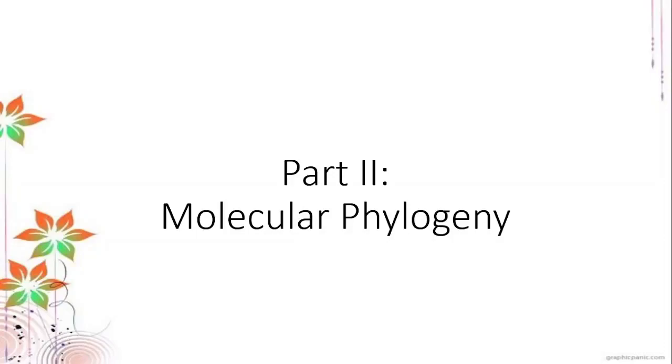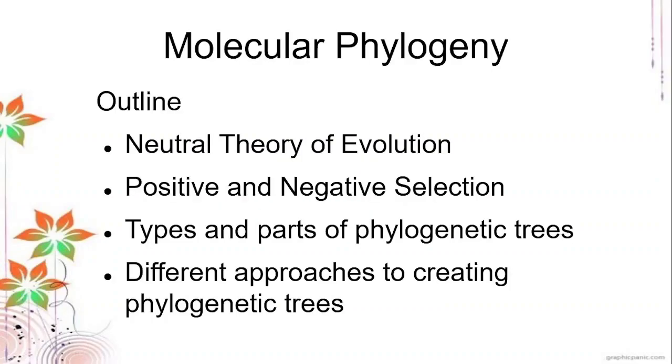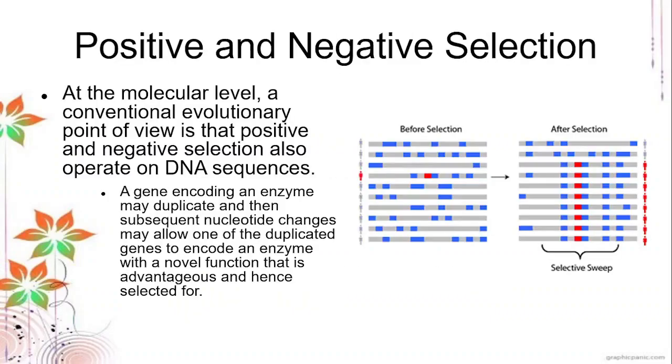Good day. In this part of the lecture, we will be discussing molecular phylogeny. So, a brief outline. We will look at the theories, the neutral theory of evolution and positive and negative selection, which is the basis for doing these phylogenetic trees. And we will look at what the types and parts of phylogenetic trees are. And finally, we will look at how we actually create these phylogenetic trees.